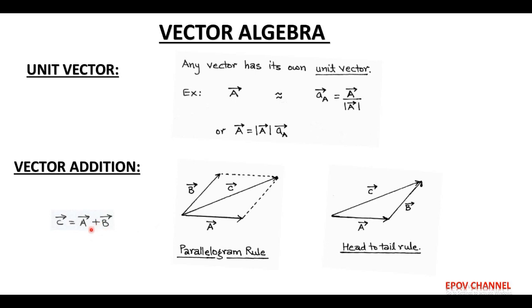And in case of head to tail rule, the head of vector A is joined with the tail of vector B. And the resultant addition is represented by vector C that is drawn from tail of vector A to head of vector B. And this is called head to tail rule. So here also C vector equals to A vector plus B vector.